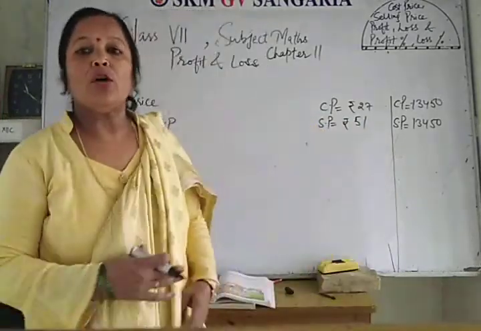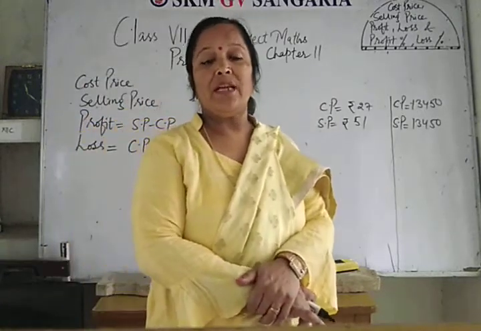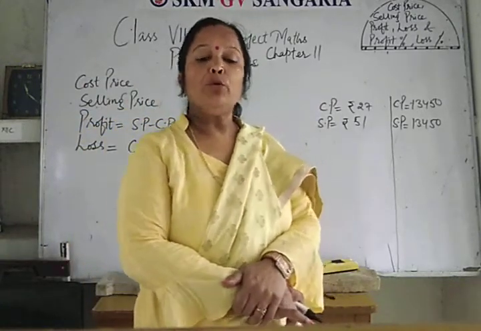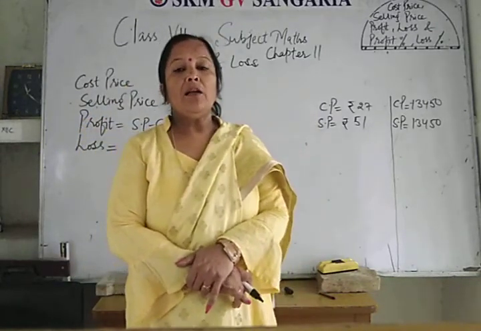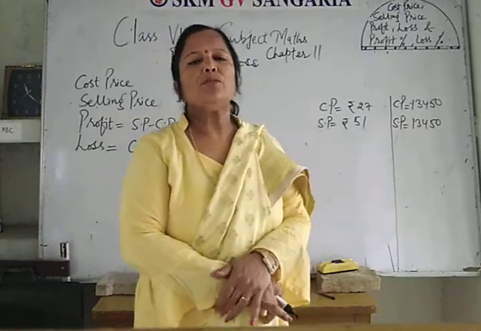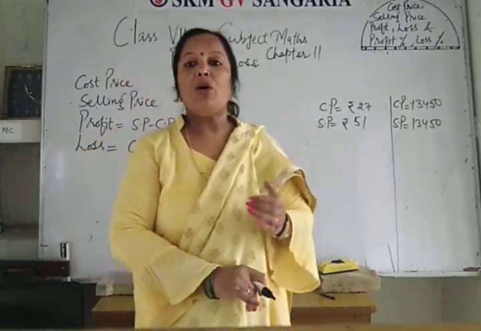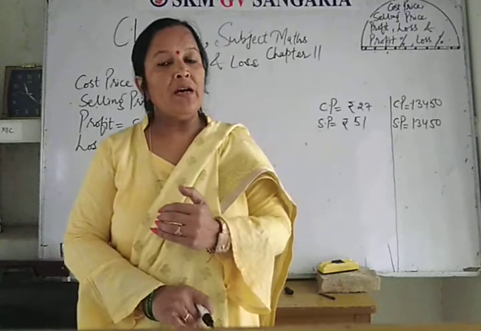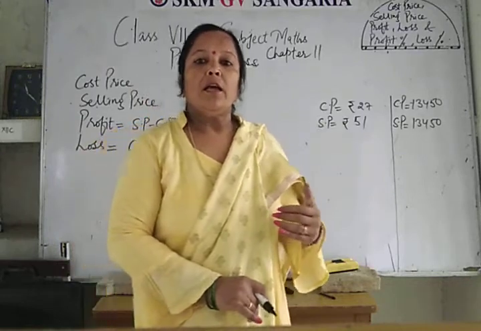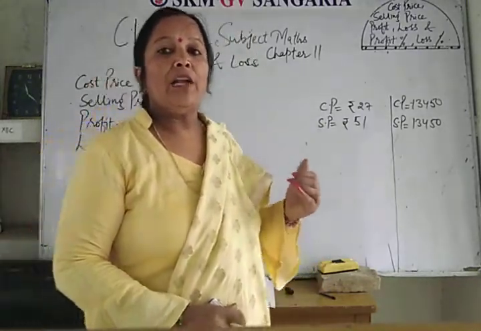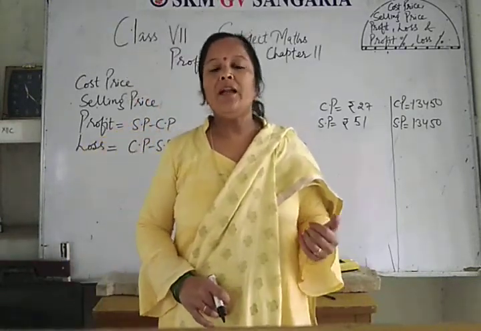What is cost price? Cost price is the price at which an item is purchased. When you purchase a pen from the market, suppose it costs you rupees 50. So rupees 50 is the cost price of the pen which you have purchased from the market. A price at which an item is purchased is called the cost price of that item.